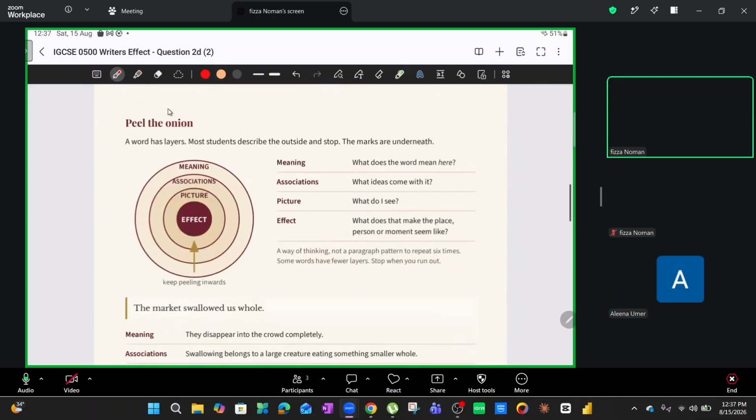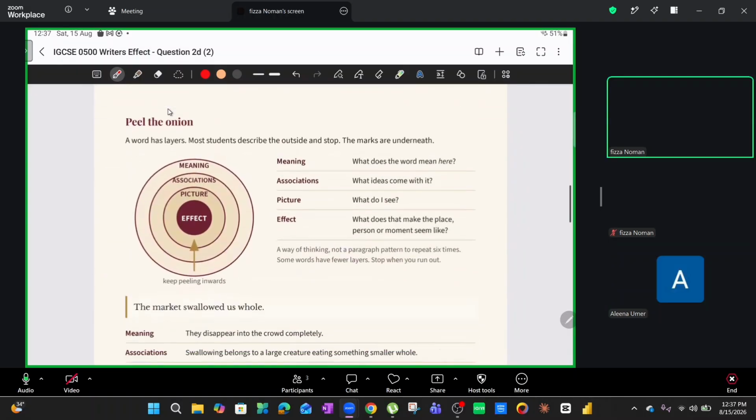Now, this is a technique that I generally like teaching my students when it comes to answering this question. We call it peel the onion. Peel the onion is a very famous technique when it comes to writer's effect or use of language questions, and taught worldwide by different teachers and educators. I feel like a word has layers.